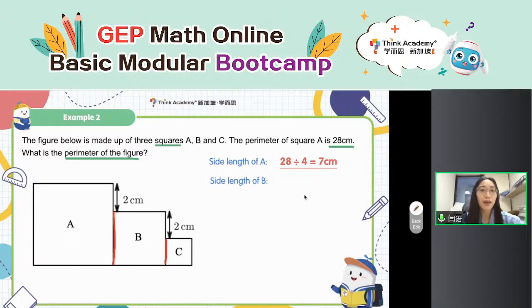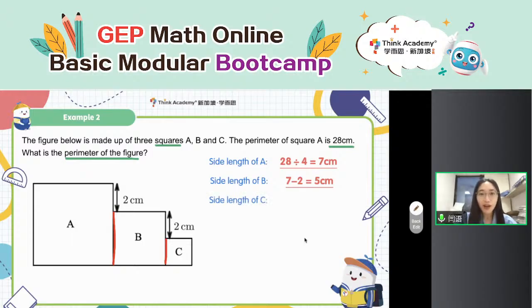And then following this, what is the side length of B? Okay, have a try. If you already know that A has 7 centimeter as the side length, then what about B? Correct. That is minus 2, right? You can see that the square B is just 2 centimeter shorter than A. So here we can get 7 minus 2, which is 5.